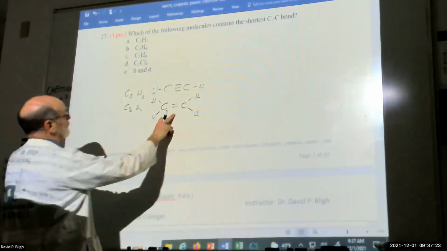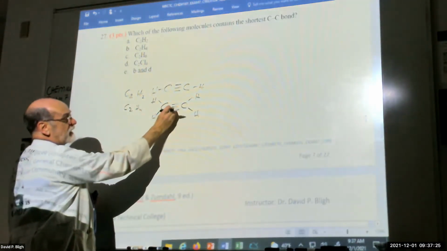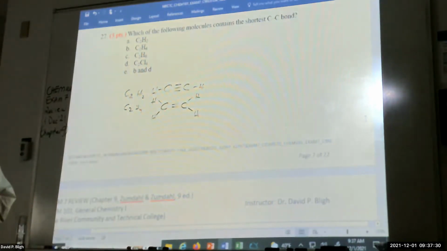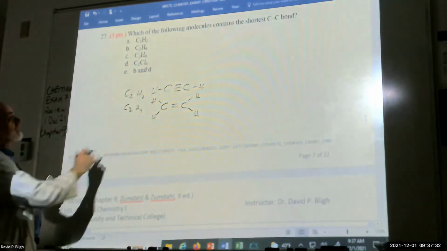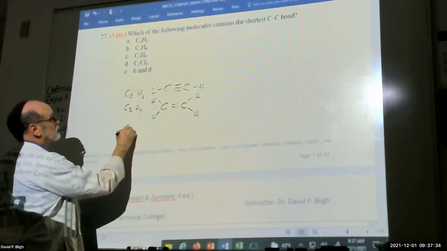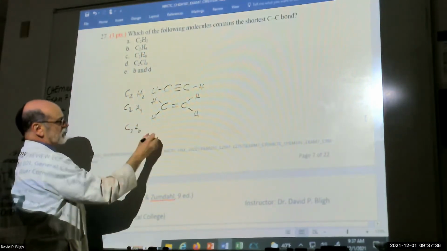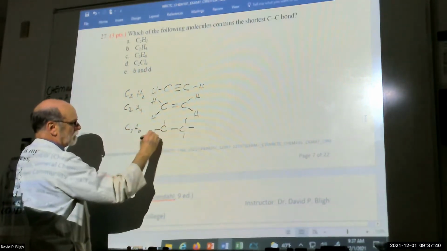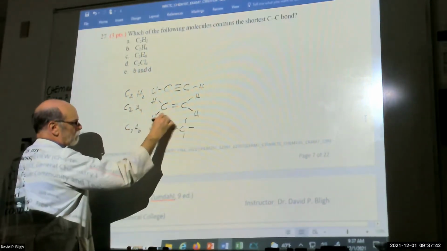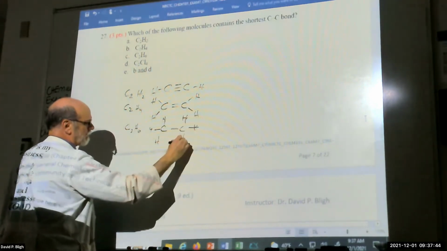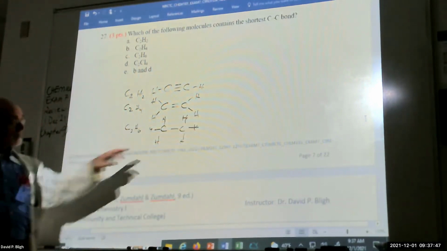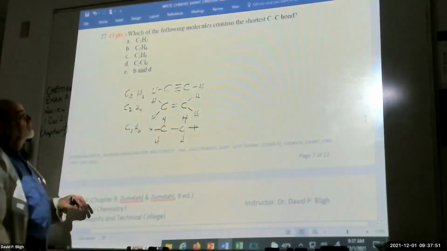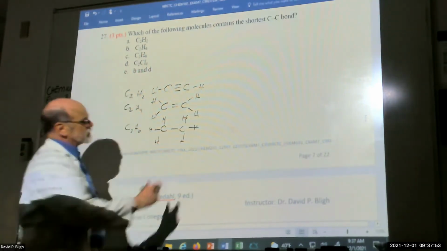So the next one has the bond energy decreased and the distance has also increased. And then for the next one, C2H6, we just have like this. Okay. So now the bond is further apart and weaker. This one's the kicker, C2Cl4.